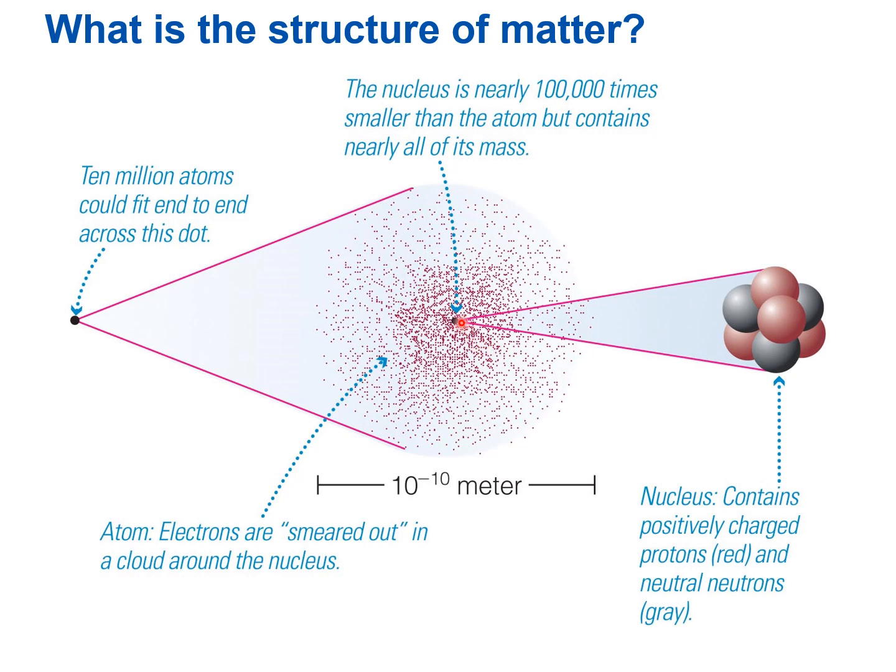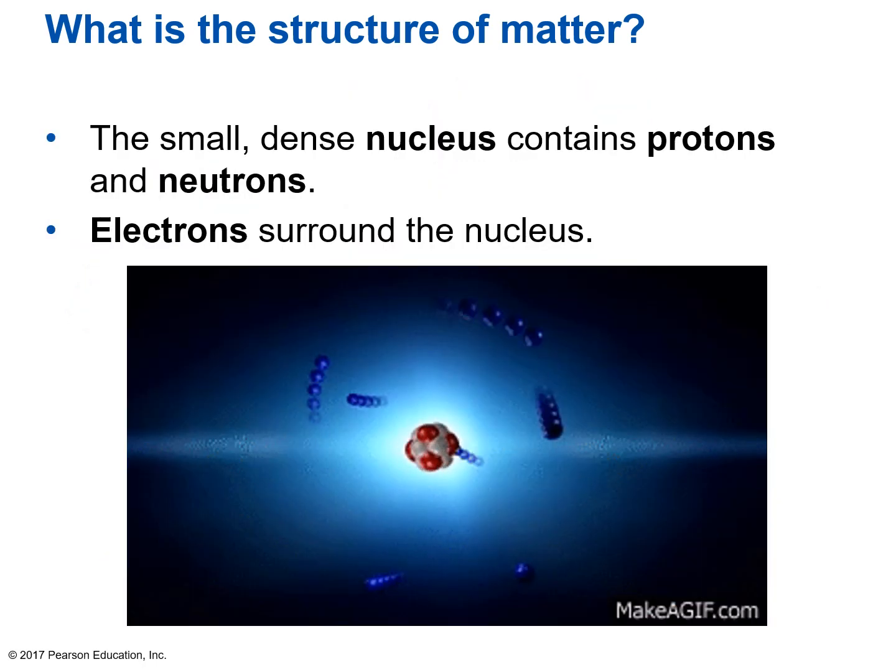So we've got the nucleus at the center with the protons and neutrons, and then the electrons that are whizzing around very fast. And in this animation, you see the small dense nucleus that contains protons and neutrons, and the electrons surround the nucleus. So three types of particles in an atom.